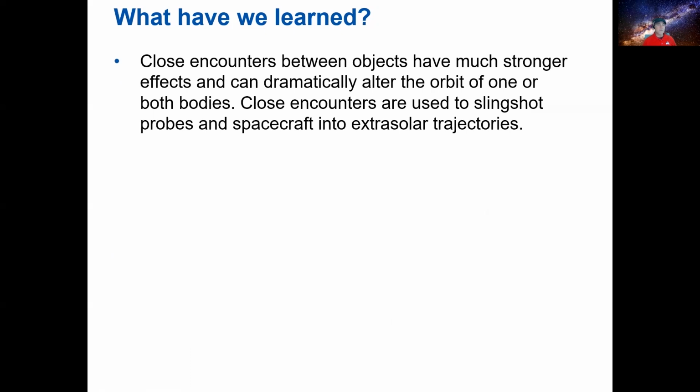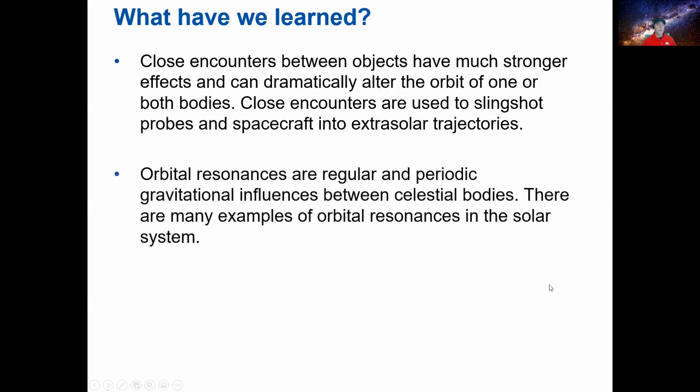Close encounters between objects have much stronger effects and can dramatically alter the orbit of one or both bodies. Close encounters are used to slingshot probes and spacecraft into extrasolar trajectories. Orbital resonances are regular and periodic gravitational influences between celestial bodies. There are many examples of orbital resonances in the solar system.